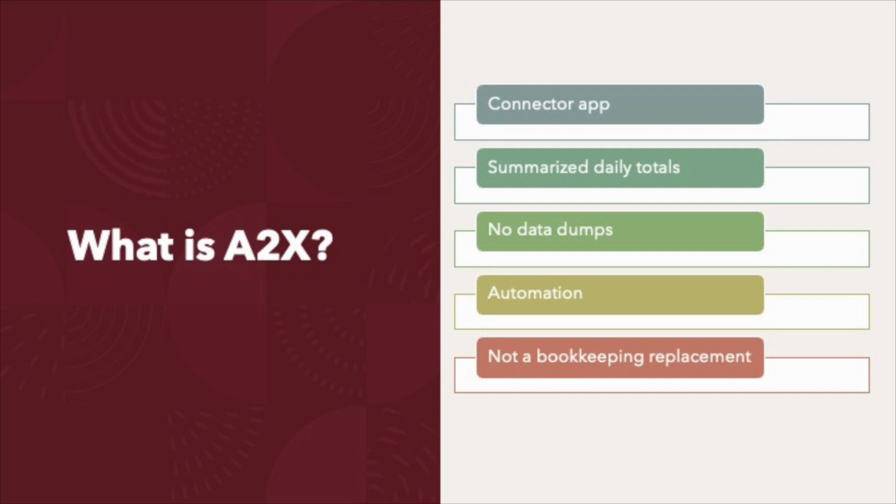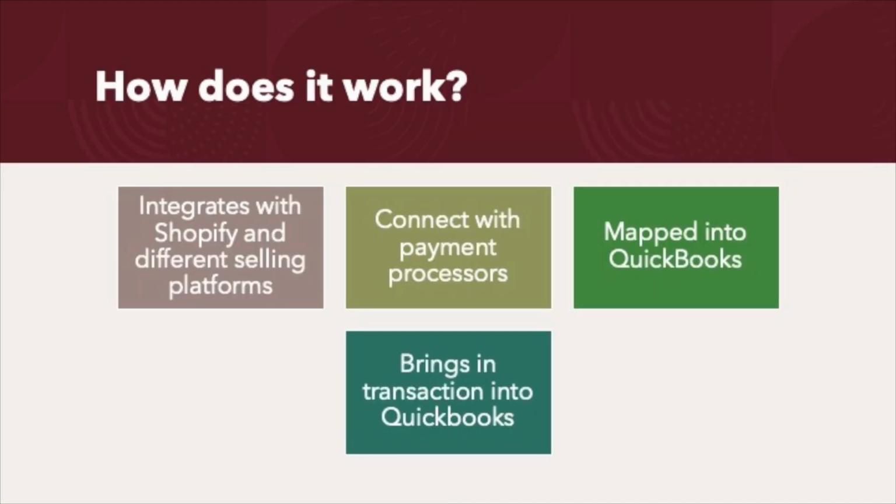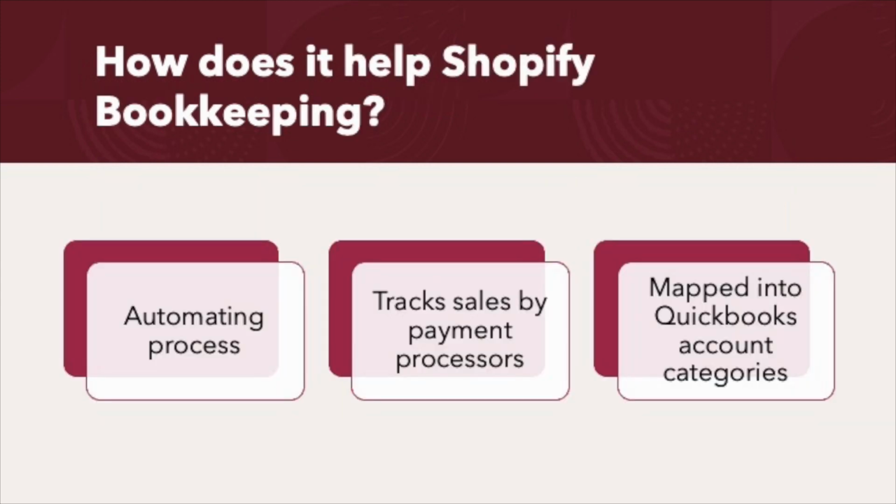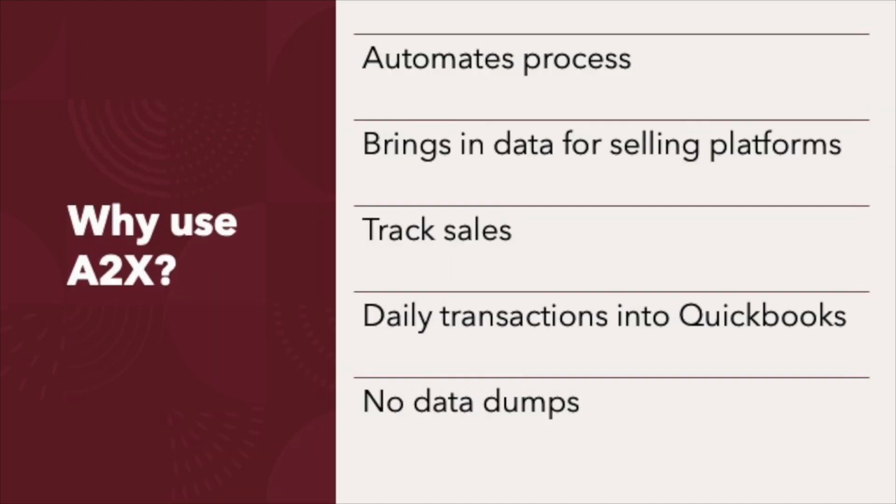Let's see how it works. So how does it work? It integrates with Shopify and different selling platforms. You can connect payment processors, and like I said, it's important to have it mapped into QuickBooks correctly, and it just brings in transactions into QuickBooks, right? It helps by automating the process, tracking sales and payment processors, and it's mapped into QuickBooks with account categories. A2X automates the process, brings in data from selling platforms, and you can track sales and daily transactions in QuickBooks, with no data dumps.